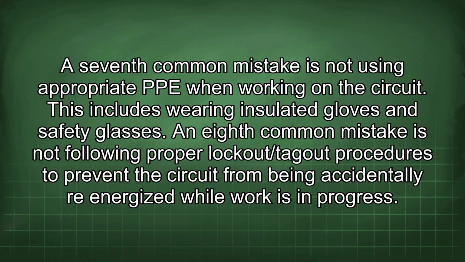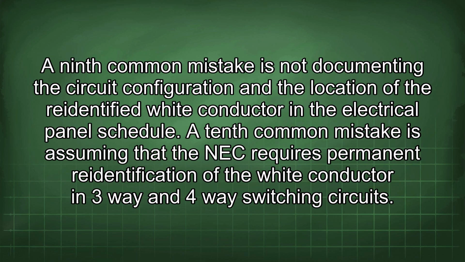An eighth common mistake is not following proper lockout/tagout procedures to prevent the circuit from being accidentally re-energized while work is in progress. A ninth common mistake is not documenting the circuit configuration and the location of the re-identified white conductor in the electrical panel schedule.